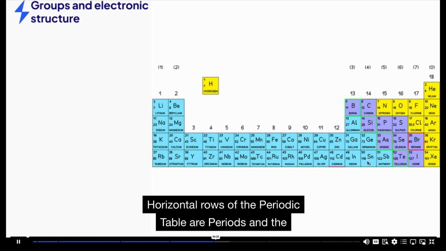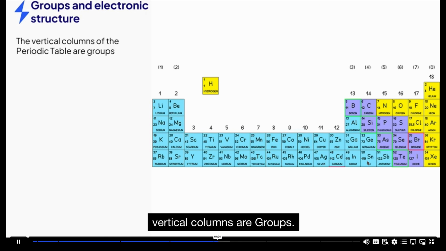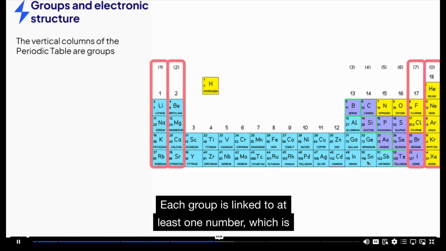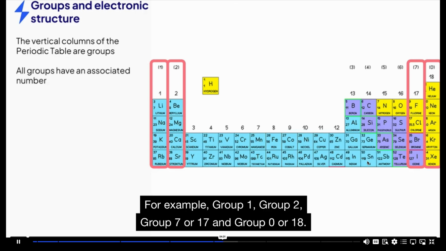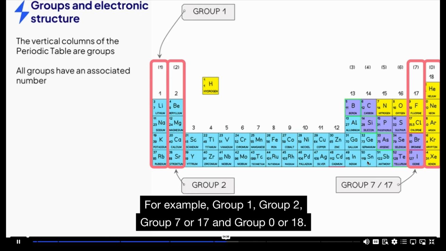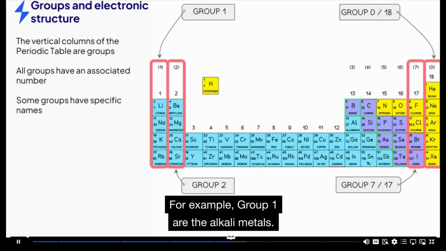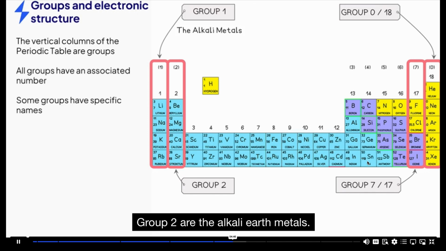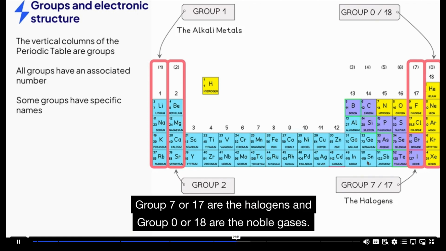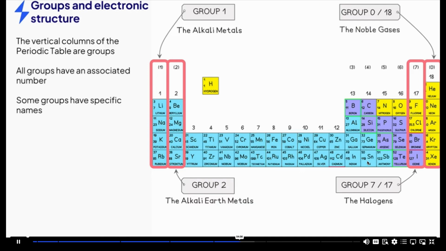Horizontal rows of the periodic table are periods, and the vertical columns are groups. Each group is linked to at least one number, which is usually found above the group. For example, Group 1, Group 2, Group 7 or 17, and Group 0 or 18. Some groups have specific names. For example, Group 1 are the alkali metals, Group 2 are the alkaline earth metals, Group 7 or 17 are the halogens, and Group 0 or 18 are the noble gases.